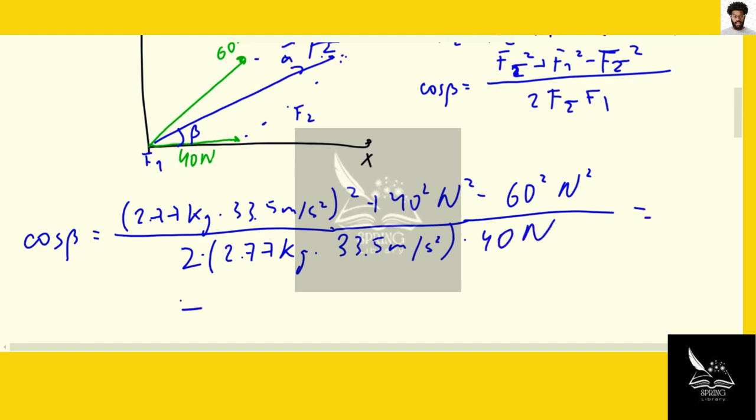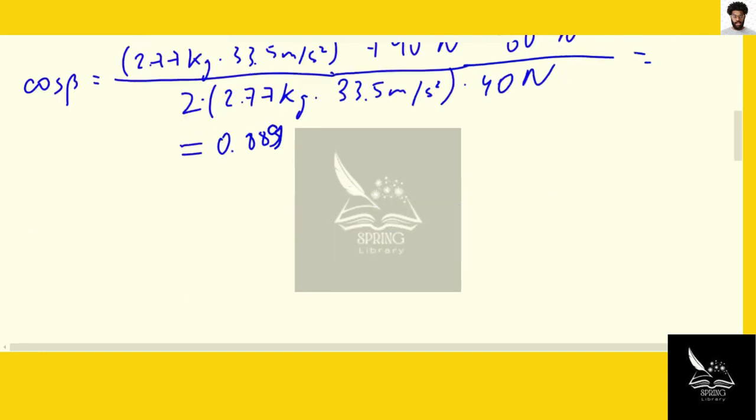So this equals 0.889, and therefore beta equals the arccosine of 0.889, which is roughly 27.2 degrees. Yeah, here is our answer.